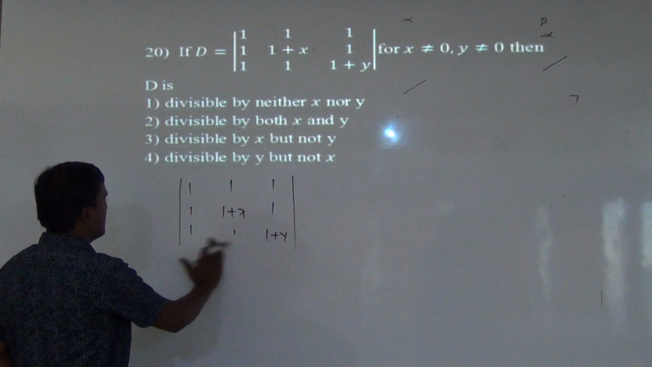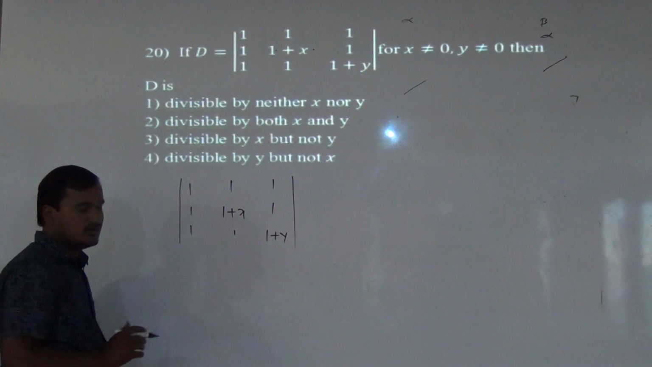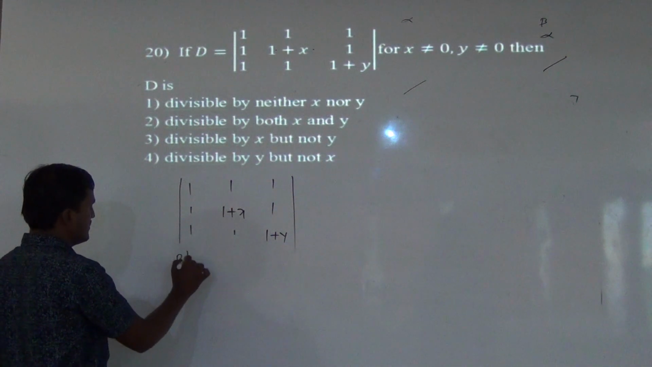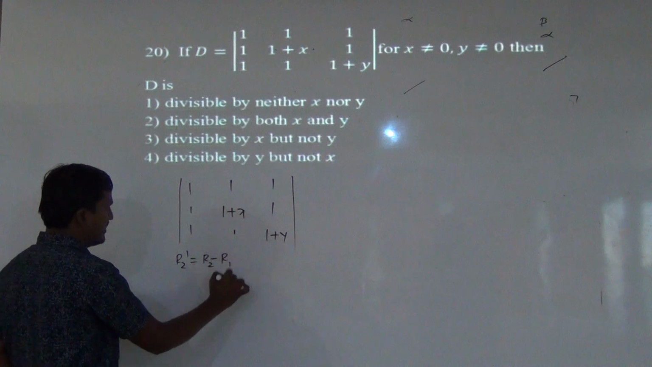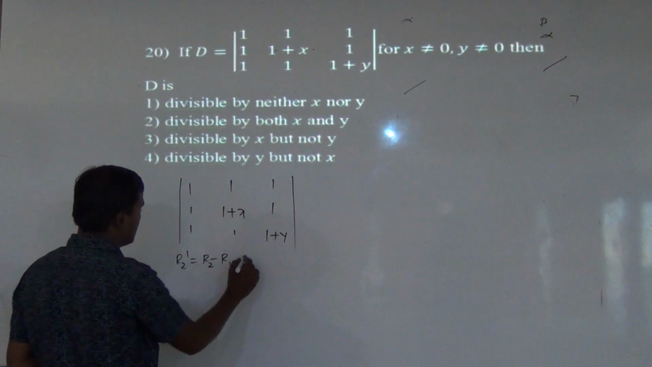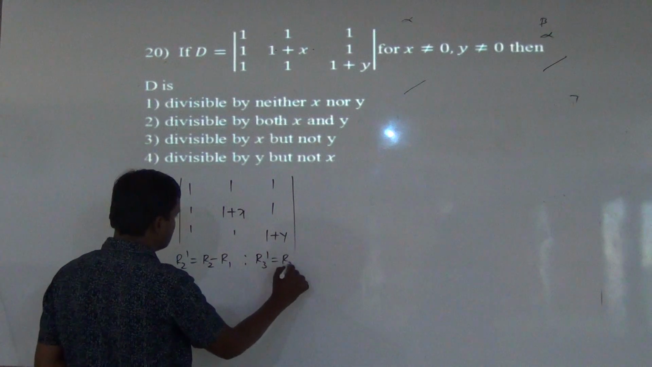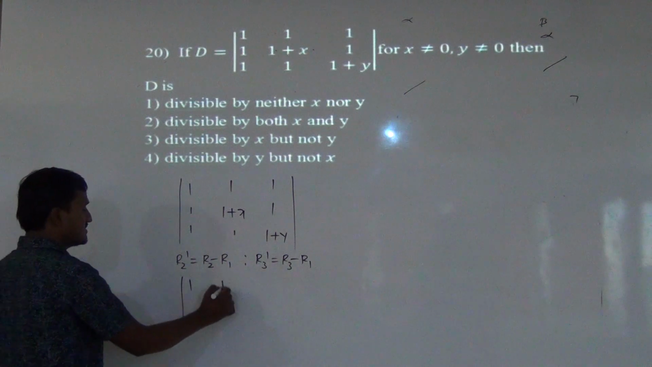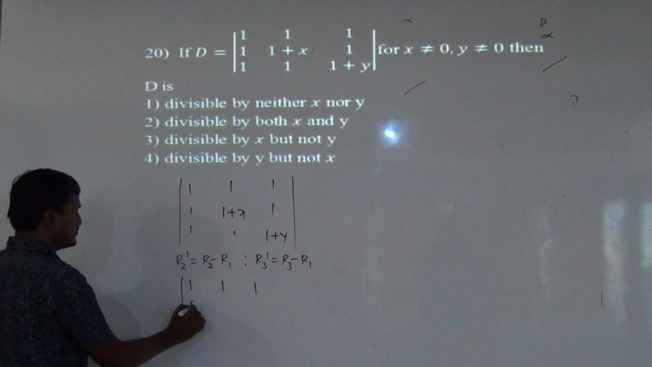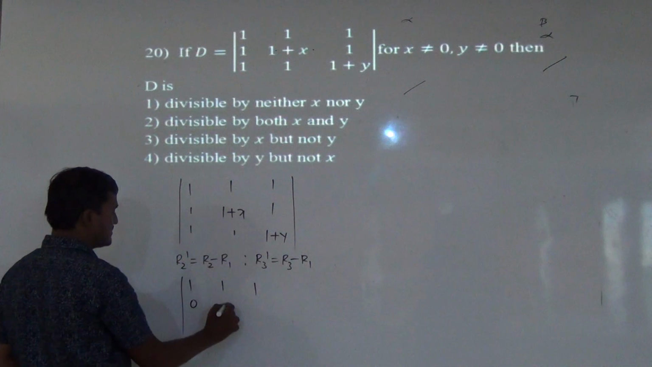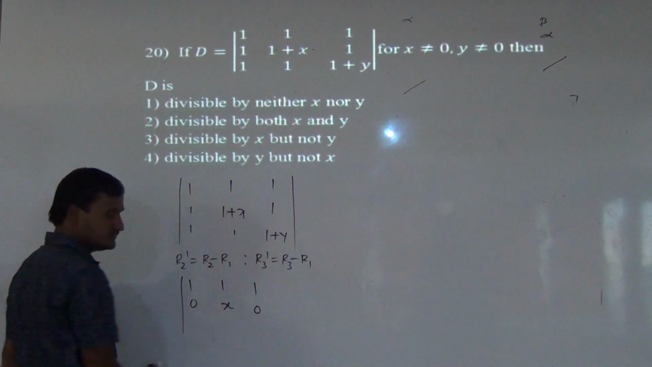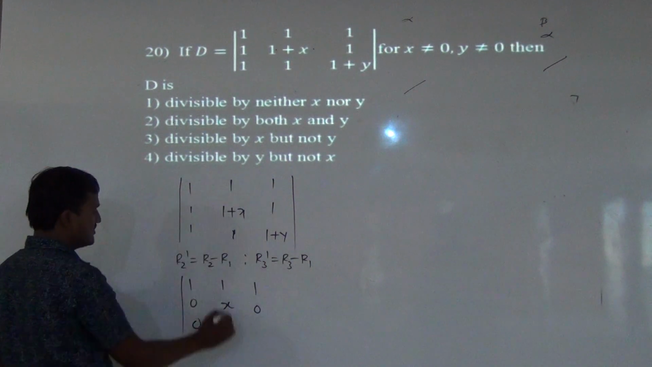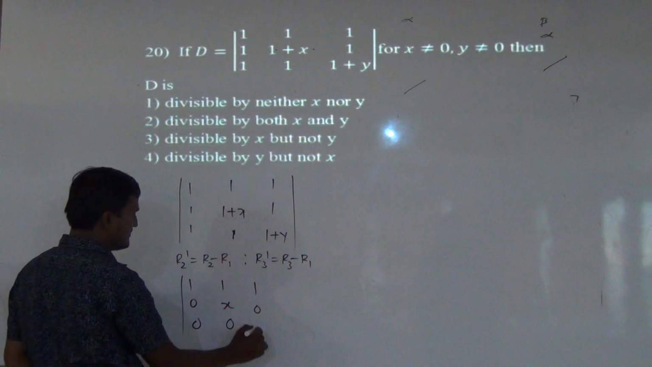For this one, first we have to find the determinant. So for that I will make this 0 by applying the operation r2 dash equal to r2 minus r1. Also I will make this element 0, r3 dash equal to r3 minus r1. So for this I should write first row as it is. This becomes 1 minus 1, 0. 1 plus x minus 1 means x. 1 minus 1, 0. Right? Next r3 minus r1. 1 minus 1, 0. 1 minus 1, 0. 1 plus y minus 1 means y.